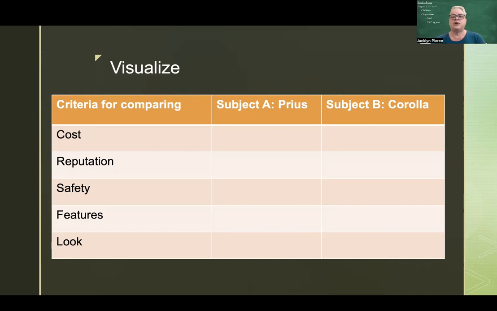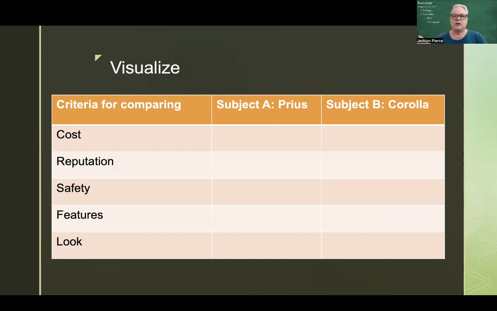I'm either going to choose a Prius or a Corolla. I've just gone all Toyota. I don't know why. Well, because I drive a Prius, that's why. But I could put these in a chart and I'll have subject A is my Prius, subject B is my Corolla. And then I've also gone ahead and thought of some criteria that I could use to compare the two types of car, the two cars.